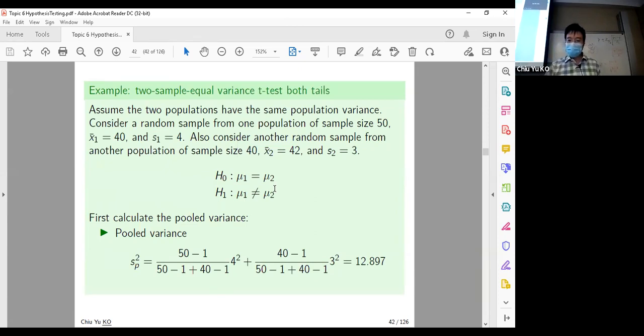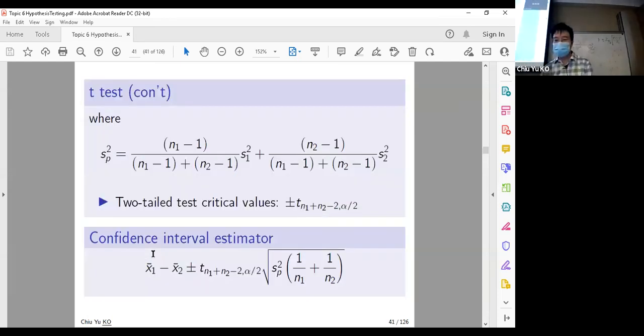So the first thing is to calculate the pooled variance. What's the pooled variance? Go back to the slide here. It looks complicated, but it is not that complicated. Let's understand it. This is just a weighted average. Sample variance S1, sample variance S2. It's just a fraction.